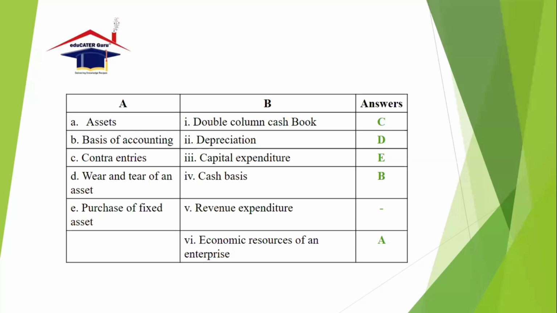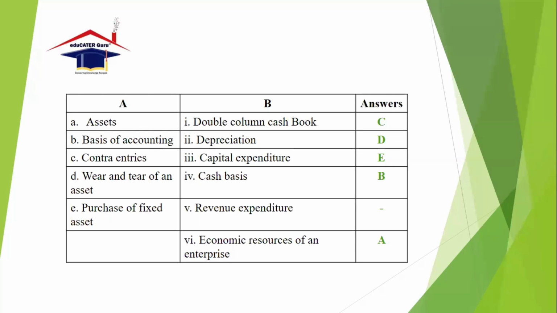Next, contra entries. Contra entries means where cash and bank entries are involved in one transaction. That comes in double column cash book. So the answer for option C is double column cash book.